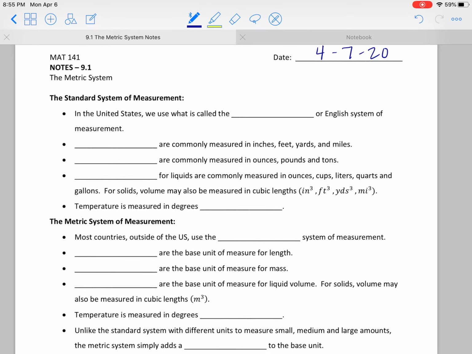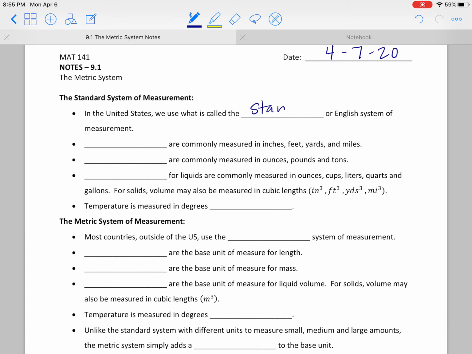What we're looking at today specifically is the metric system of measurement. Now, before we start with the metric system, the standard system of measurement is what we use in the United States. So in the United States, we use what is called the standard or English system of measurement. And we have inches, feet, yards, miles. Those are all increments that we use to measure length or distance. So here in the US, we measure really small distances or lengths with inches, a little larger with feet, a little larger with yards, and really long distances with miles.